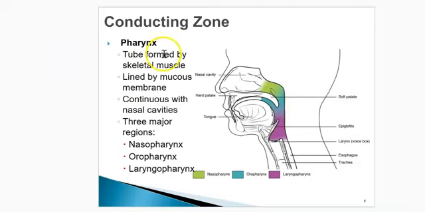Now, next, let's continue the conducting zone to the pharynx. It is formed by skeletal muscles and lined by mucous membranes. This helps with inhaling and also with swallowing. There are three major regions: the nasopharynx, the oropharynx, and the laryngopharynx. The nasopharynx is at the top, with a soft palate and a hard palate, then through the oropharynx, it continues to the epiglottis and into the laryngopharynx with the trachea.